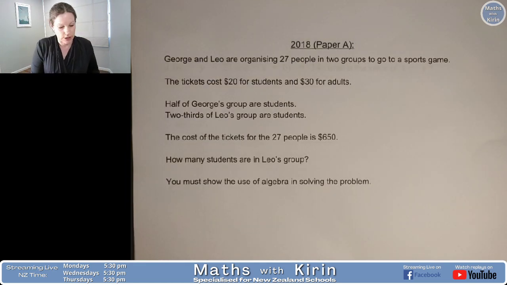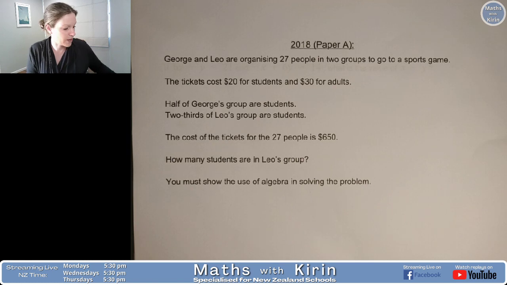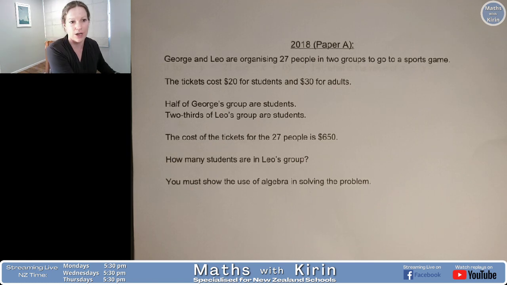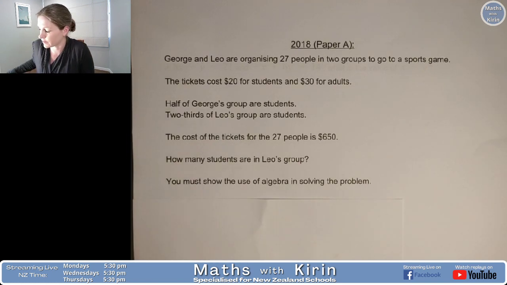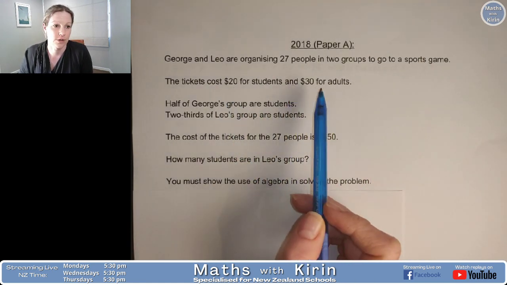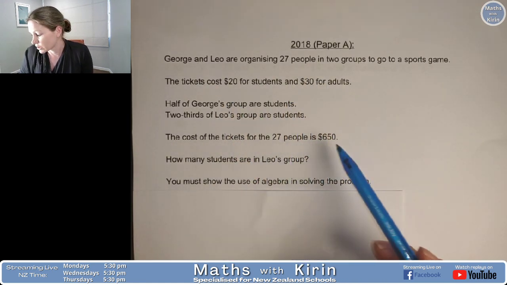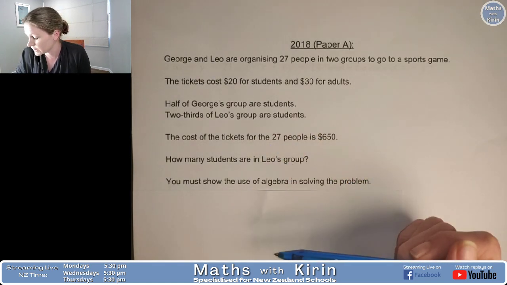Cool. So next question again is another one that I went through in the substitution video. So it's from the 2018 paper. George and Leo, you'll remember, are organising 27 people into two groups. They've got students and adults. We know tickets for this particular event, sports event, are $20 for students and $30 for adults. We're told that the cost of the tickets is $650 for those 27 people.